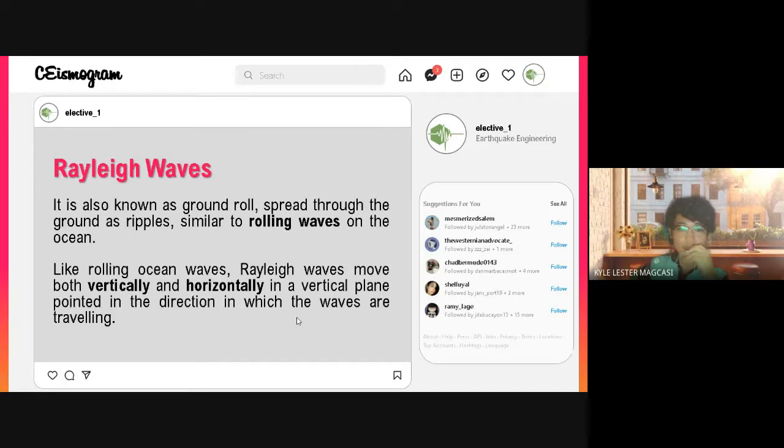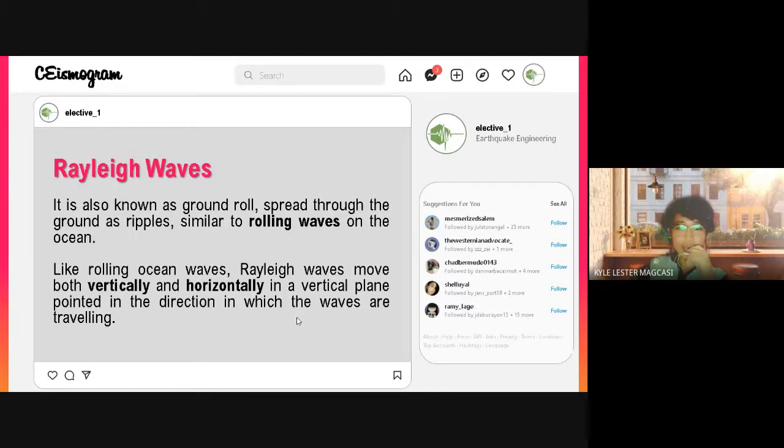Rayleigh waves. Ang Rayleigh waves, also known as ground roll, ay kumakalat sa lupa bilang ripples. Ito ay maihahalintulad natin sa isang rolling waves ng dagat tulad ng ocean waves. Ang Rayleigh waves ay kayang gumalaw vertically and horizontally.